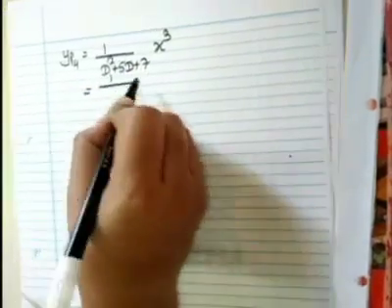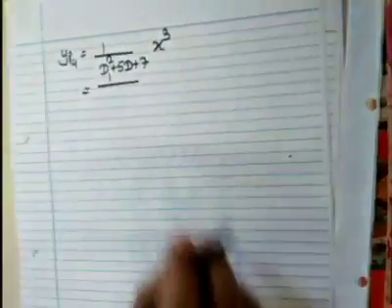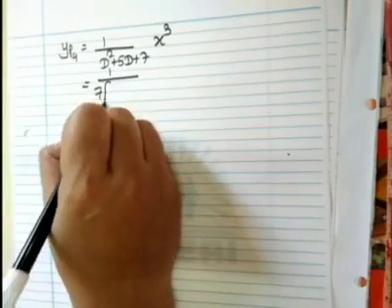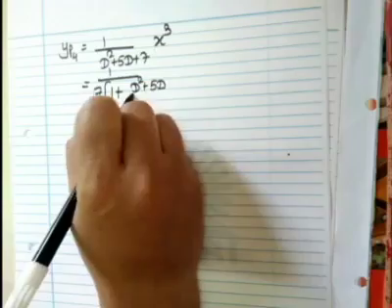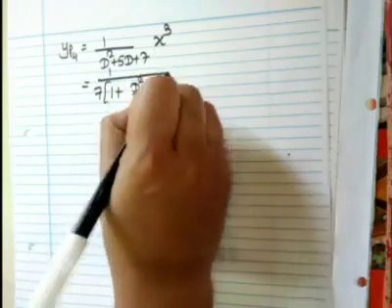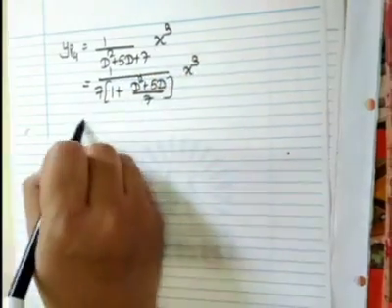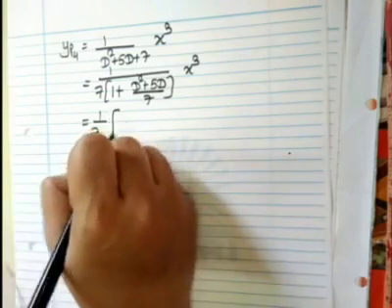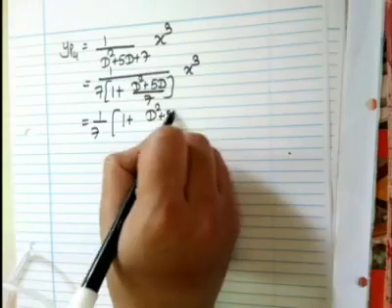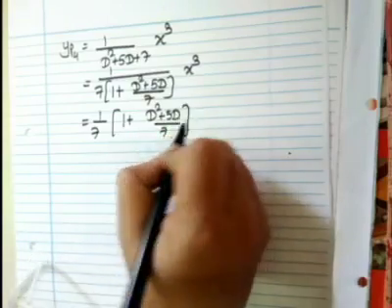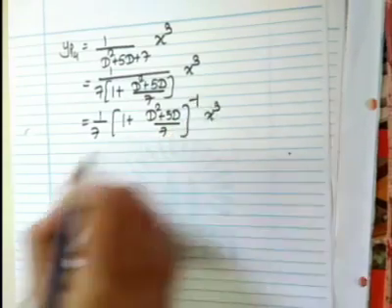So we'll take the lowest degree term out. The lowest degree term here is 7. So 7 into 1 plus D square plus 5D by 7, on x cube. Next is 1 by 7, 1 plus D square plus 5D by 7, inverse, on x cube.